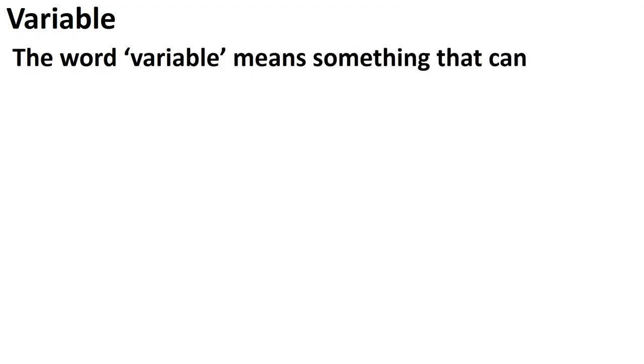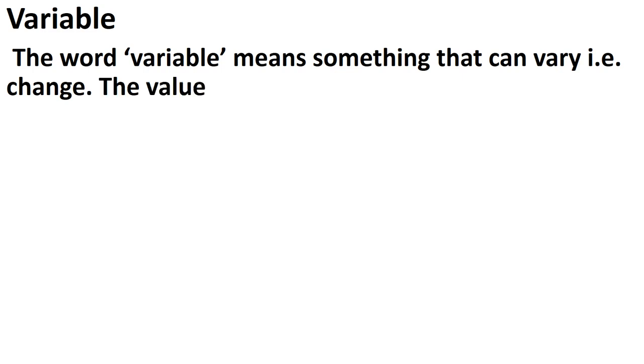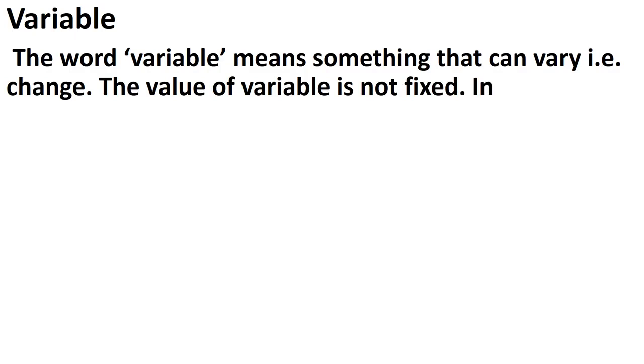Now see what is variable. First of all, I am going to tell you the terms which are used in this chapter, that is algebra chapter. First is variable. The word variable means something that can vary, that is change. Vary means change. The value of variable is not fixed. It can take different values. The word variable means which can change, which is not fixed.